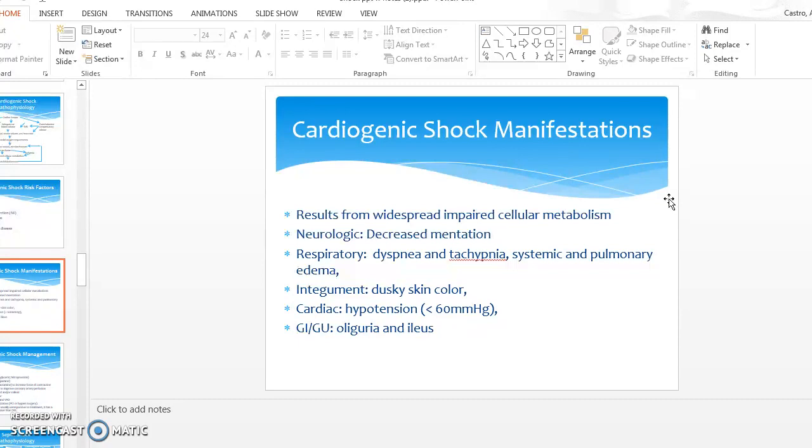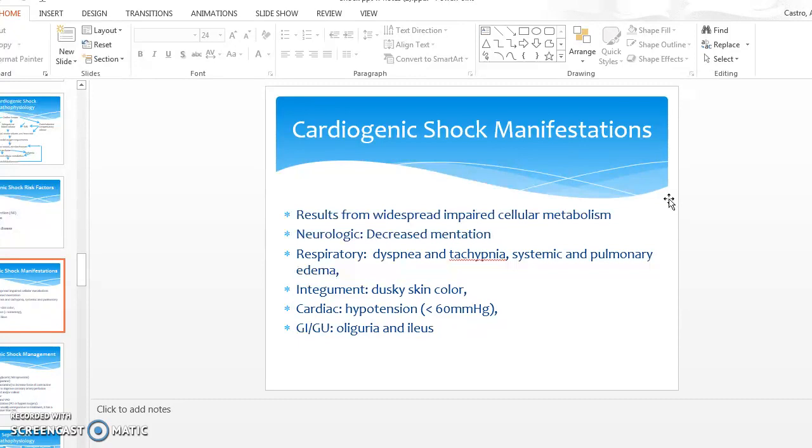Remember, we get the systemic edema when the right side of the heart stops working, and then we get pulmonary edema when the left side isn't working. So neither part of the heart is working, so we start to swell up and get pulmonary edema, as evidenced by crackles in the lungs. Our skin starts getting a dusky color as blood is shunted.